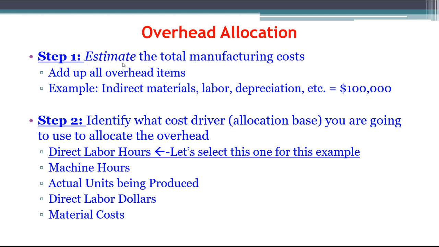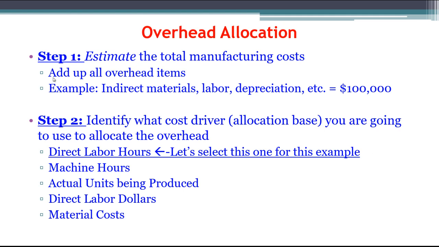Now, I have "estimate" italicized because at this point, on day one or before day one of the year, we don't know for sure what our total manufacturing costs are going to be. We're just estimating them because we need to have some estimate to work with throughout the year, even before we know what the final total overhead costs are going to be.